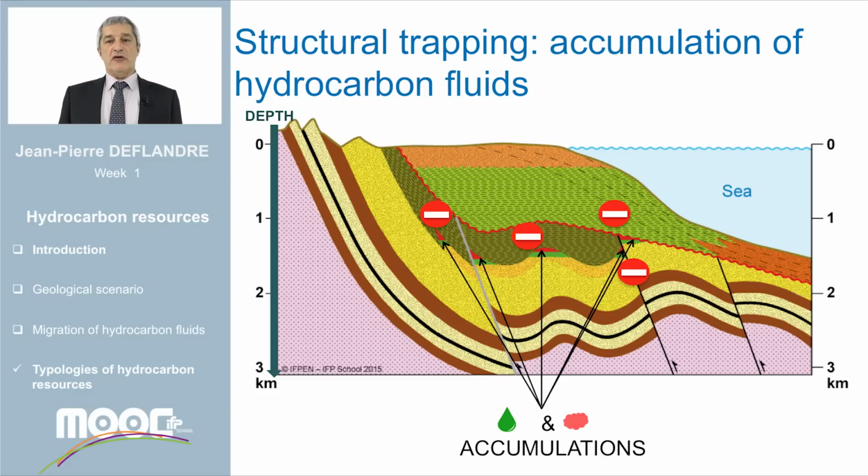The production of hydrocarbon fluids located in structural traps is the most common way to produce oil and gas today. In other words, it is conventional. By comparison, all the other scenarios are called unconventional ones.